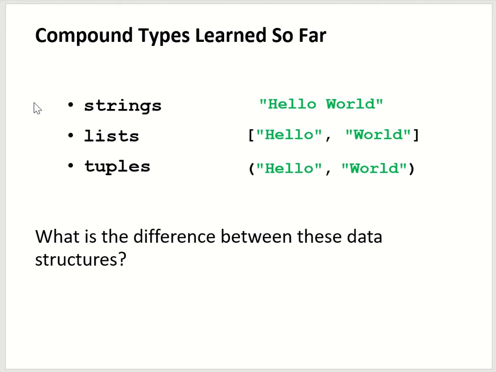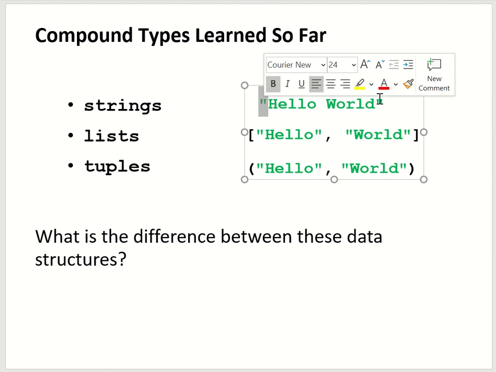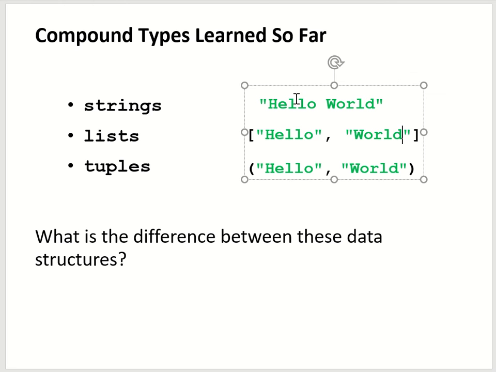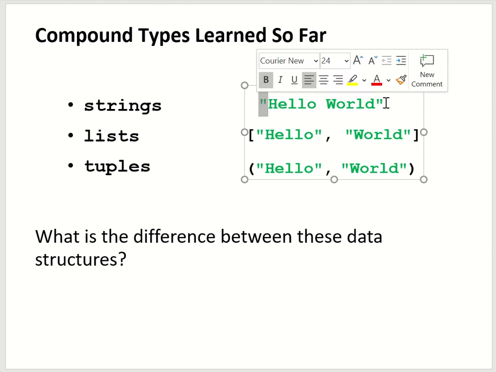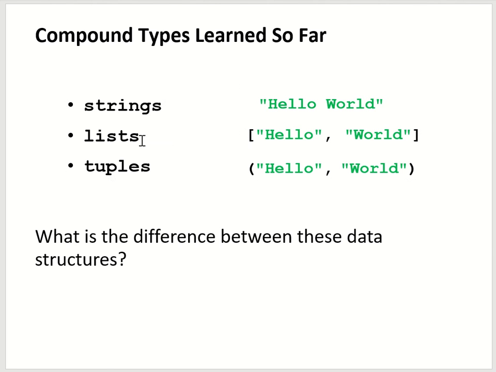So of the three data types that are compound, we've learned about strings, lists, and tuples. All are sequences. Integers and floating point numbers are not. They're other data types. So what are the differences between them? Namely, strings are sequences of single characters. Could be numbers, letters, punctuation, enclosed in quotes. Could be single quote, could be double quote, as long as it's the same type at the front and end.